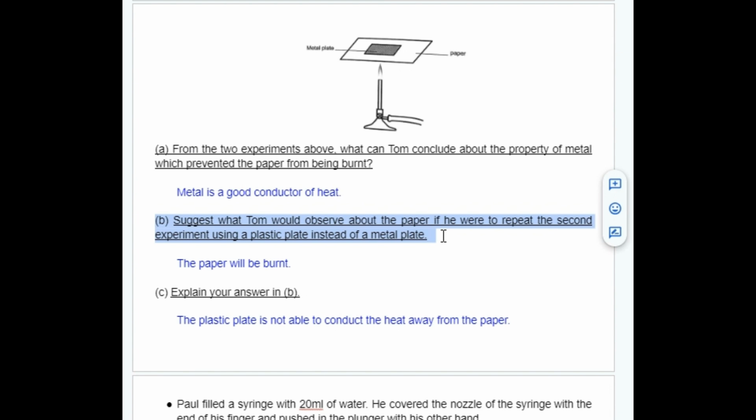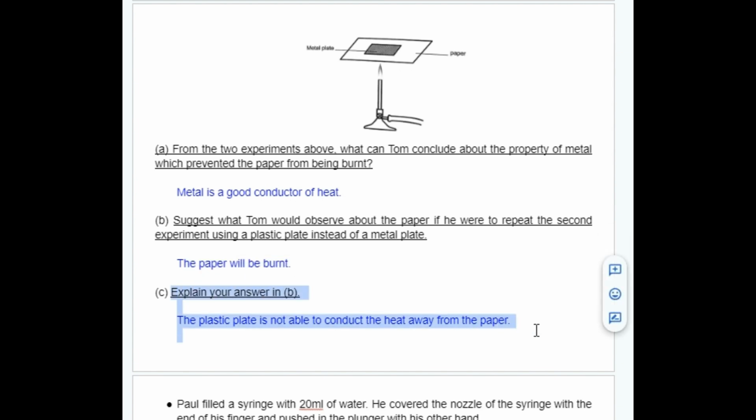B. Suggest what Tom would observe about the paper if he were to repeat the second experiment using a plastic plate instead of a metal plate. The paper will be burnt. C. Explain your answer in B. The plastic plate is not able to conduct the heat away from the paper.